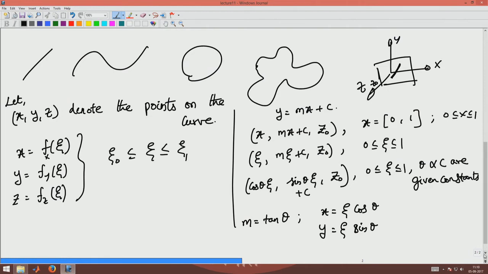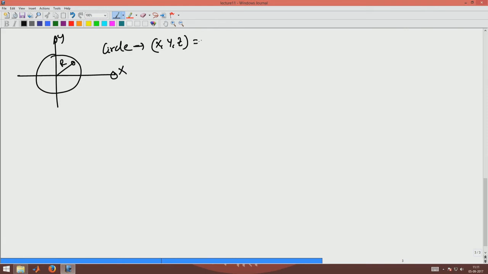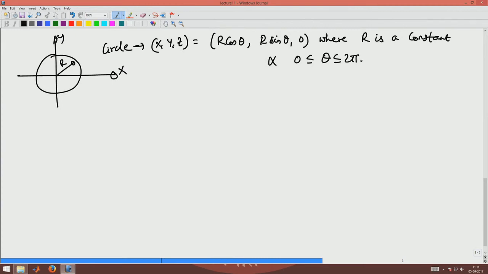Okay. Now let us take another example. Let us take a closed curve, which is a circle. I have a circle of radius r, then I will write the x y z coordinates for this circle as r cos theta, r sin theta, comma 0, where r is a constant and theta varies between 0 and 2 pi. Okay. So this is the circle represented as a curve.